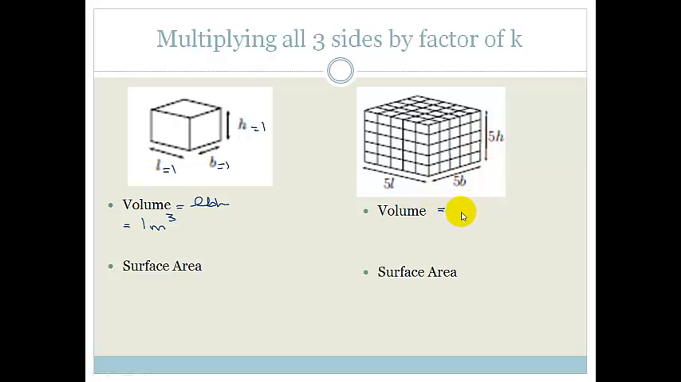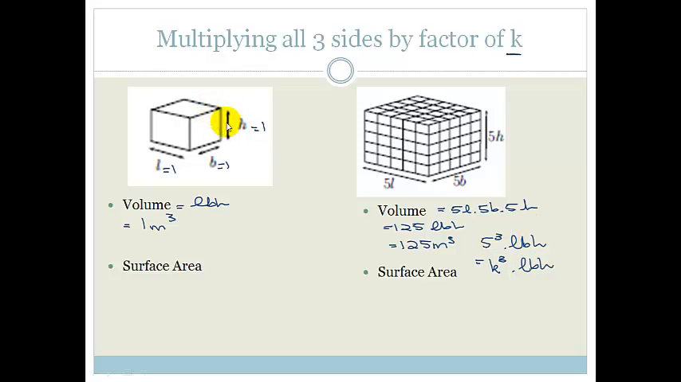So we've got 5L times 5B times 5H, which becomes 125 times LBH, but L and B and H are each one, so it becomes 125 cubic meters. But again, I want you to notice that if we had to do this as a factor of k, this would be written as 5 cubed times LBH, which could be written as k cubed times LBH.